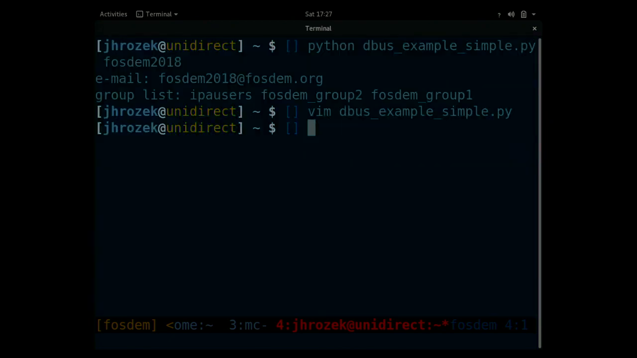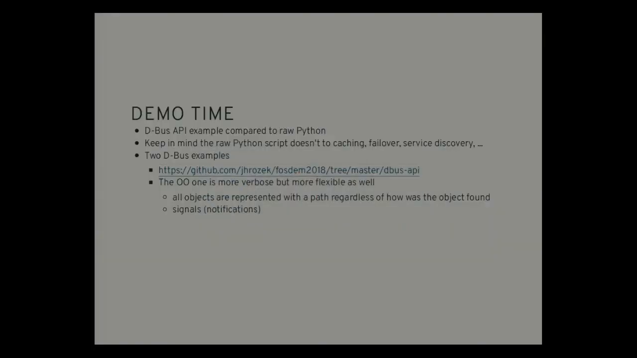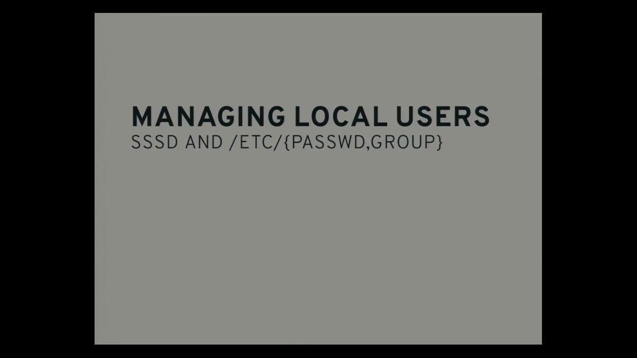Right, that's all about the first part about the DBus API details. If you want more details, catch me later. The next section is about managing local users and how SSSD relates to users and groups in the /etc files.